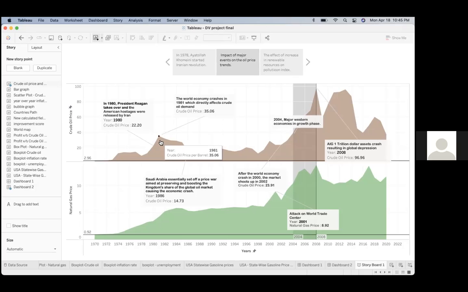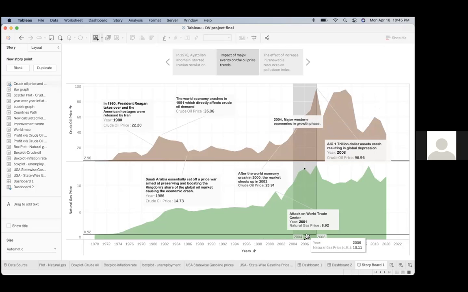In approximately 1982-83, Saudi Arabia decided to set off a price war aimed at preserving and boosting the kingdom's share of the global oil market. This continued and ended in approximately 1985. Next, in 2004, the major Western economies went through a growth phase, and again the crude oil prices went up. In 2008, we had the AIG insurance crisis and the crude prices declined because of a major worldwide recession.